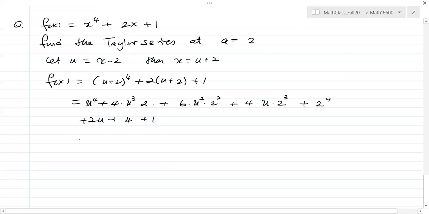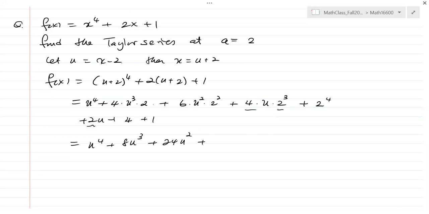Okay. Then you have to collect all the terms, right? So u to the fourth power, 8u cubed, and then I think I have a 24u squared. Then I also have the 2 here, and I have those numbers, okay? All right, so 4 times 8, 32, plus 2, 34, u, okay? Then plus 16, plus 4 is 21, okay?